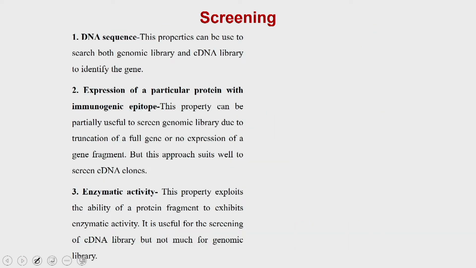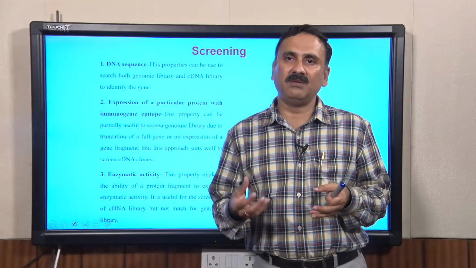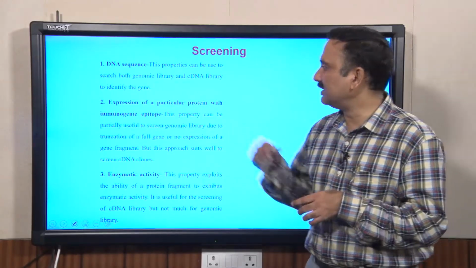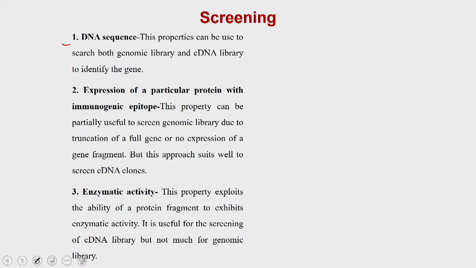Then we have also discussed the different types of screening methods that are available. Screening methods can be based on three criteria. One is DNA sequence. The DNA sequence property can be used to screen both the genomic library as well as the cDNA library. Then, if the protein is getting expressed, you can use immunogenic epitopes with the help of antibodies.